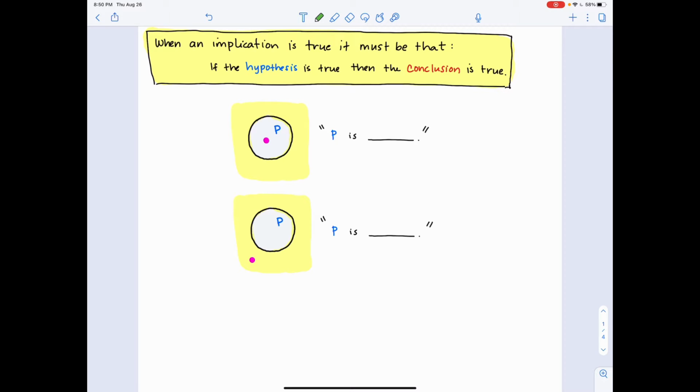So notice in my top picture here, I have placed a point inside the circle P. When the point is inside the circle P, pictorially we can say that this is representing the statement that P is true. If instead the picture is drawn such that the point lies outside of P, then pictorially this is representing the statement that P is false.